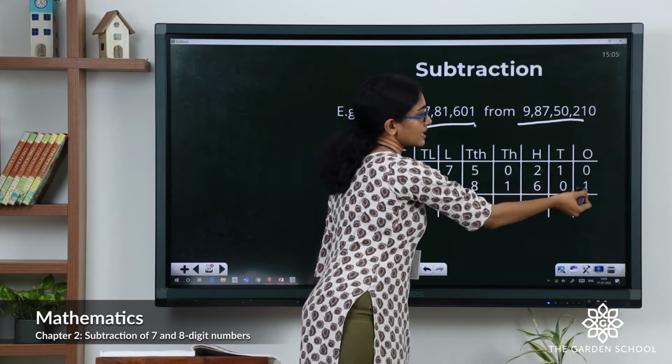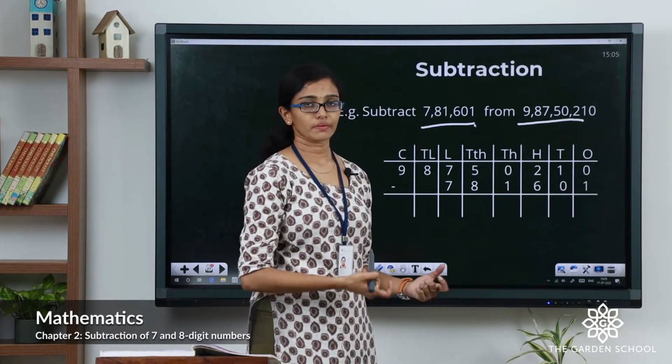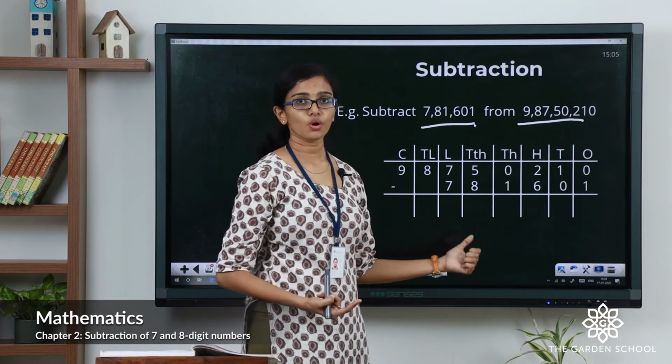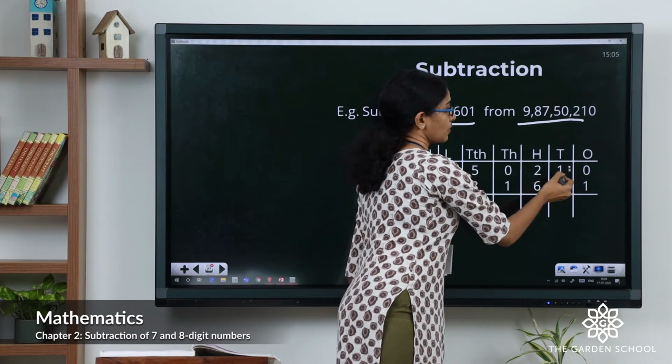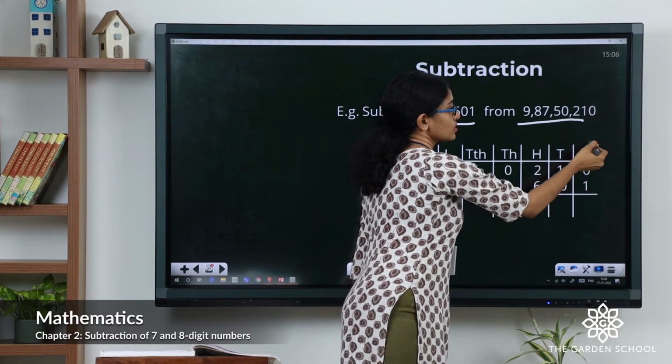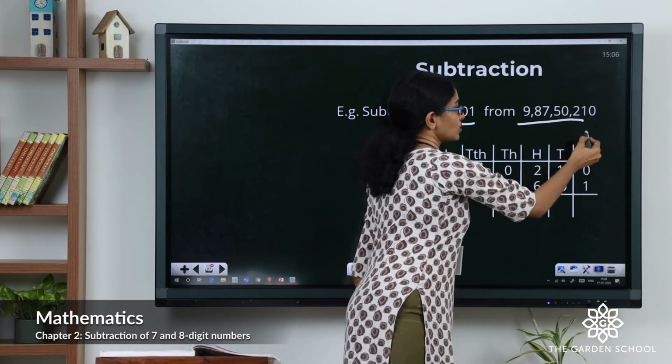You have 0 ones and 1 one. You cannot take away 1 from 0. So you borrow 1 from the next higher place. So we borrow 1 ten from the tens place and bring it here. So we have 10 plus 0.